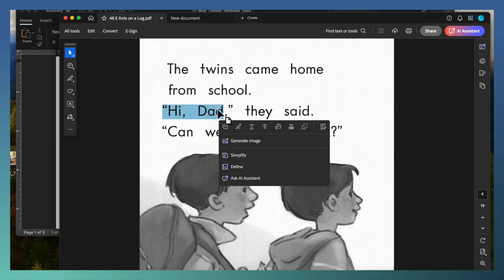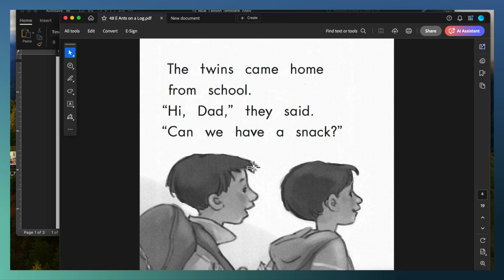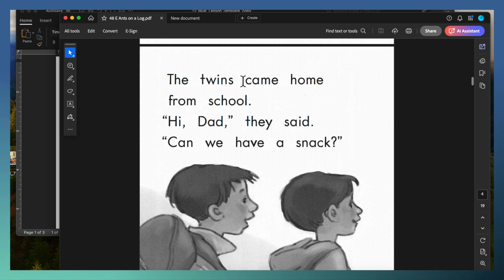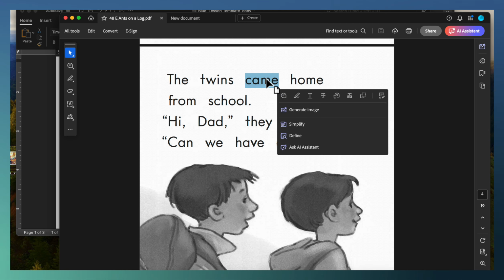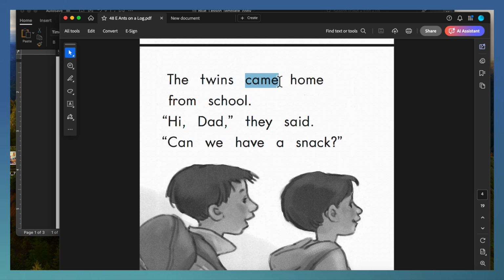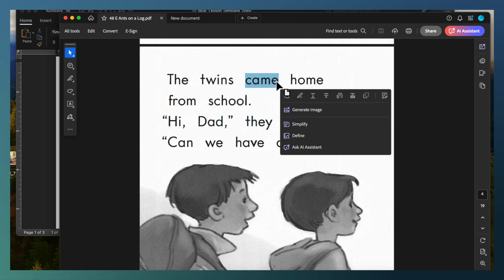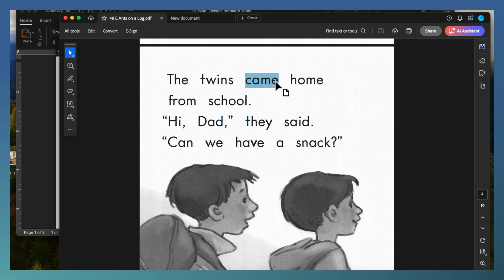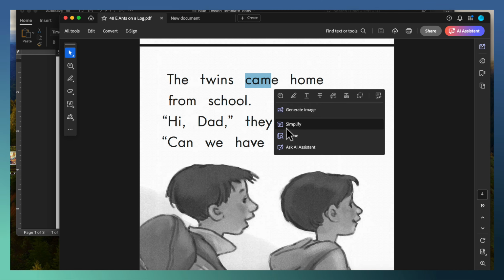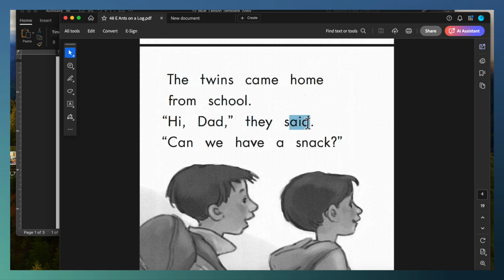Kids also get a model of a greeting. And the other thing I noticed from the first page is that it's written in the past tense. So, unlike perhaps an expository nonfiction text, we now have the potential for some extensive practice with a variety of verbs and learning their past tense forms. So we've got came, we've got said.